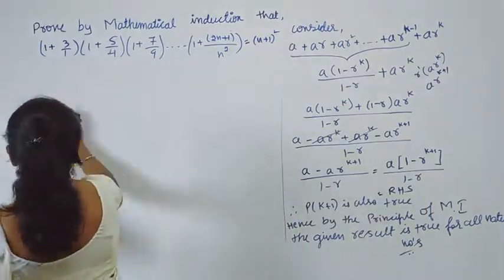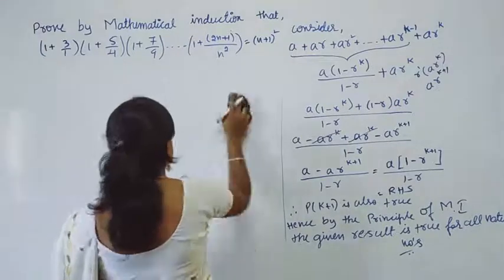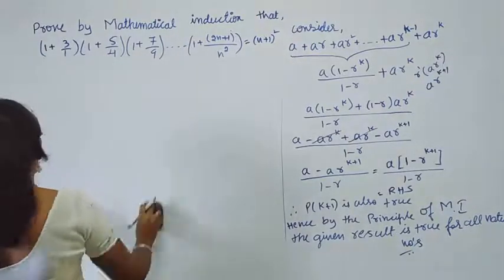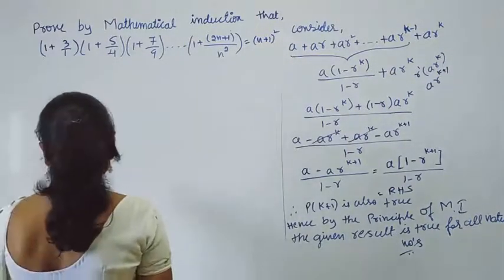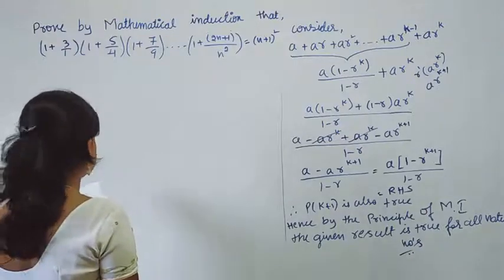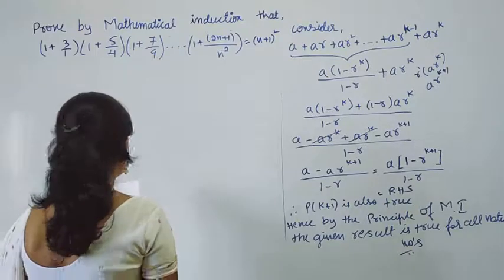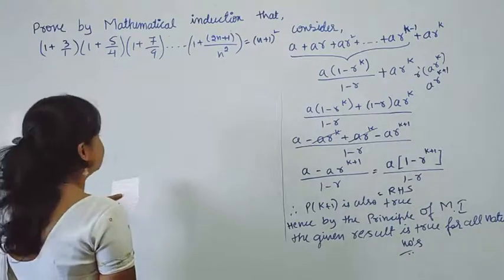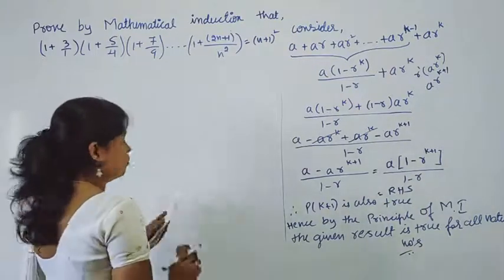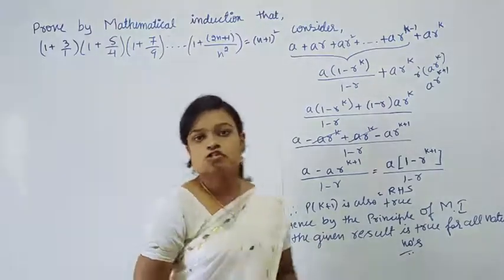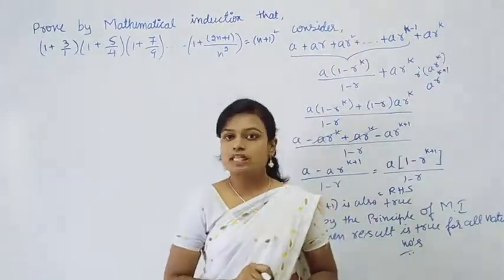So we have to prove this by mathematical induction. So this is the problem: (1 + 3/1)(1 + 5/4)(1 + 7/9)... (1 + (2n+1)/n²) is equal to what? (n + 1)². We have to prove this by mathematical induction.